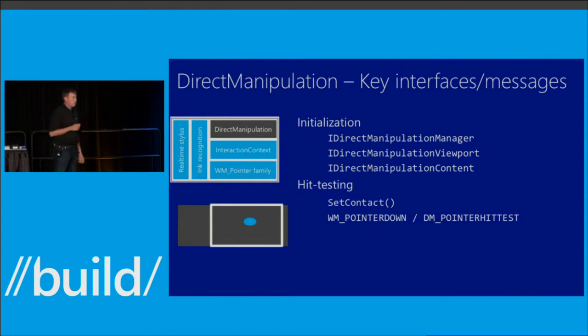The way that you bring that buttery smooth feeling to your app is you listen for WM pointer hit test, you integrate direct manipulation, and you call set contact. Direct manipulation will then provide that experience for your customers.